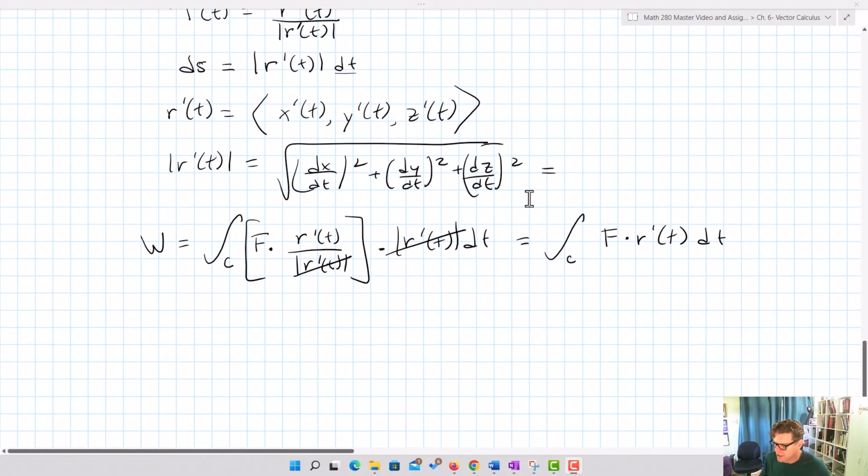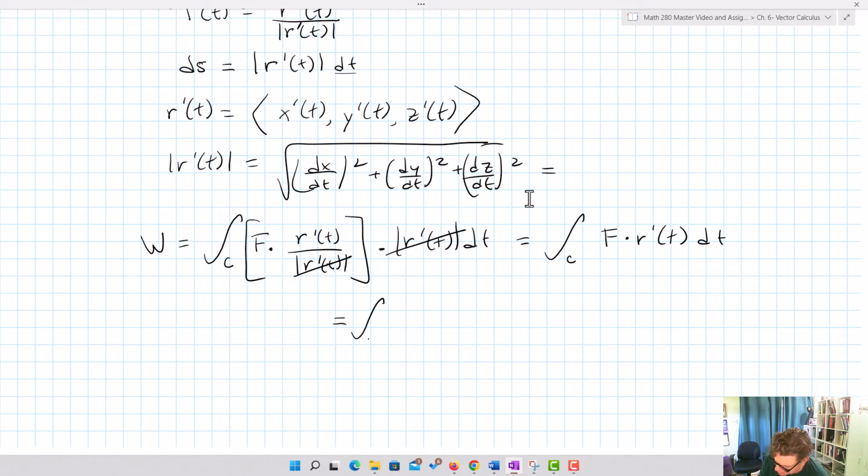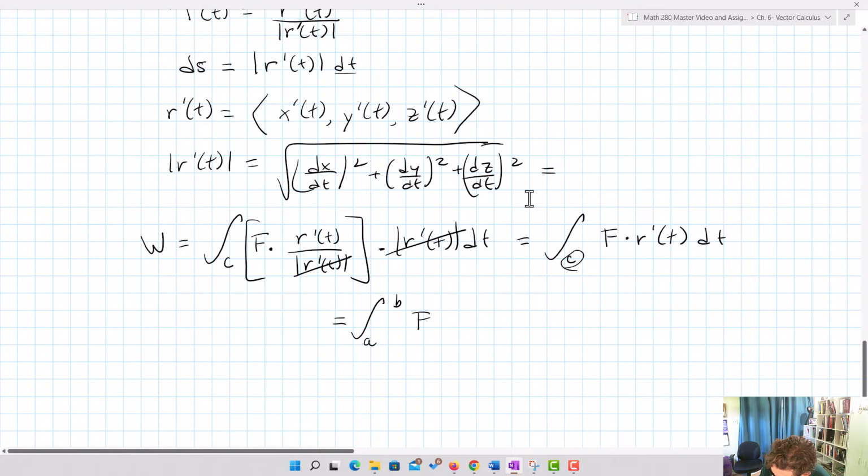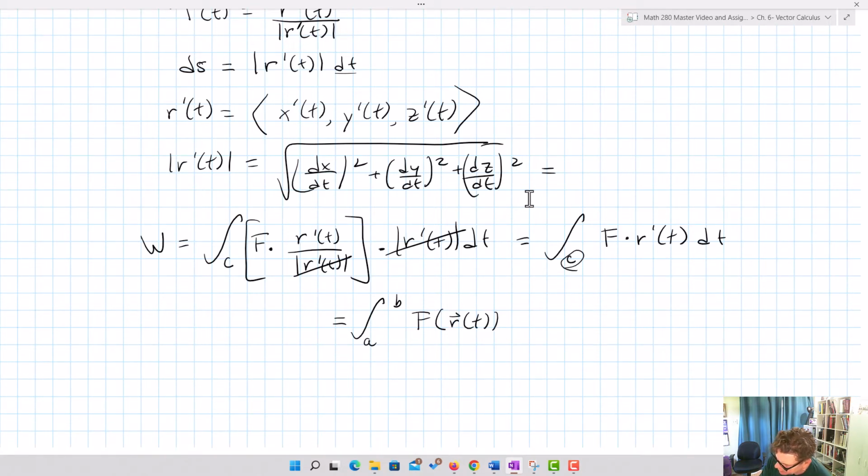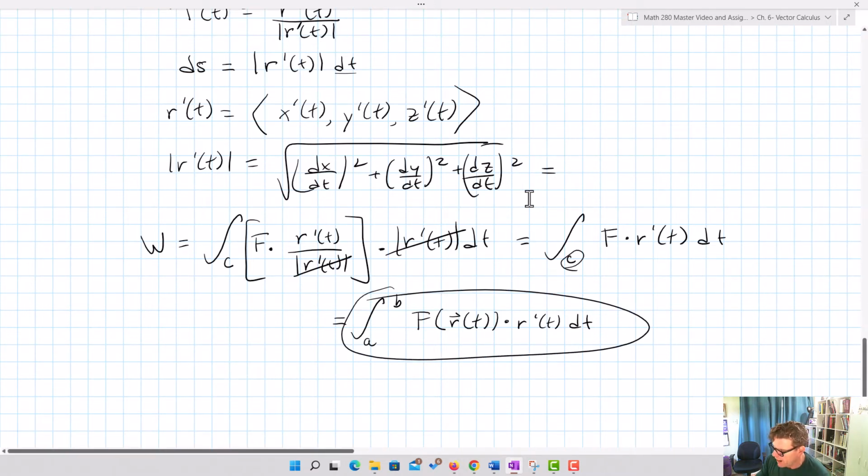Now, just to make sure that this is formalized, remember that F is a function of x, y, z, and so the integral along the curve C is going to end up being the integral from a to b of F of R of t, because that parameterizes our curve, dotted with R prime of t dt. And that becomes a common way that we're going to find the line integral over a vector field. So let's take a look.